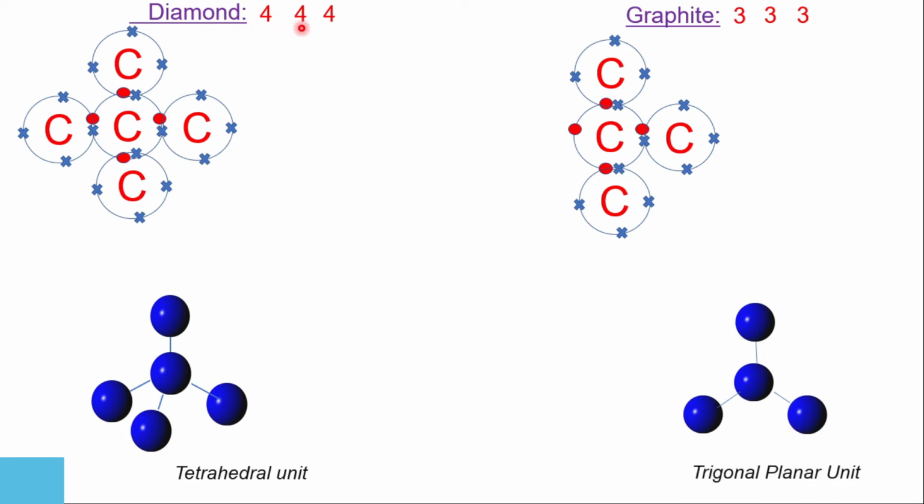And here you see 4, 4, 4, which means each of the carbon atoms makes 4 bonds with 4 different carbon atoms using all 4 valence electrons. And for graphite, each of the carbon atoms makes 3 bonds with 3 different carbon atoms using 3 electrons. 1 electron is left behind. Now you just get these 2 structural units.